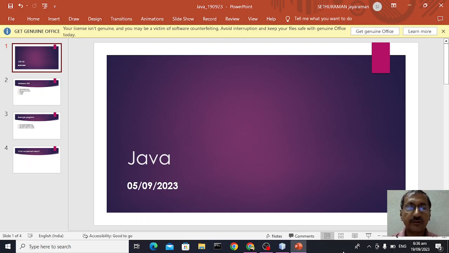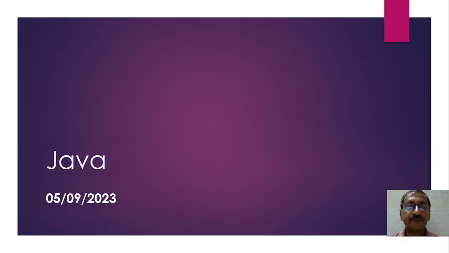So today we'll be starting a new series on Java. Java is an object-oriented programming language where we make use of so many objects, and of course we create objects. And let me tell you what is an object.